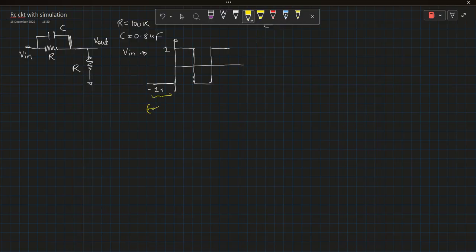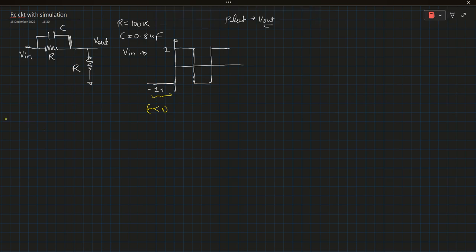At t less than 0, this pulse is minus 1 volt, and at t greater than 0, it is a pulsating wave. Okay, so let's solve the question.